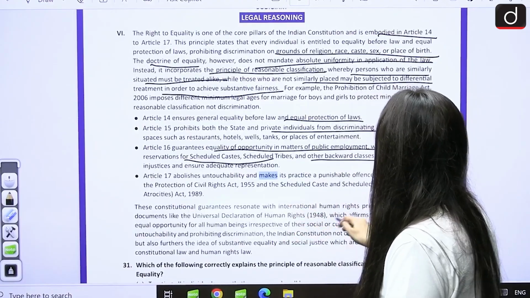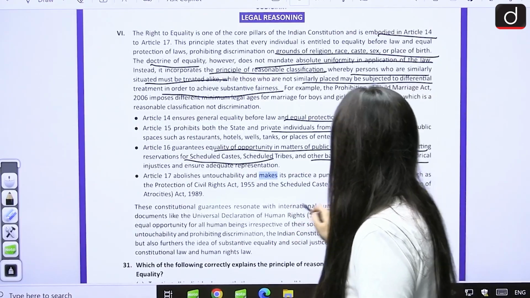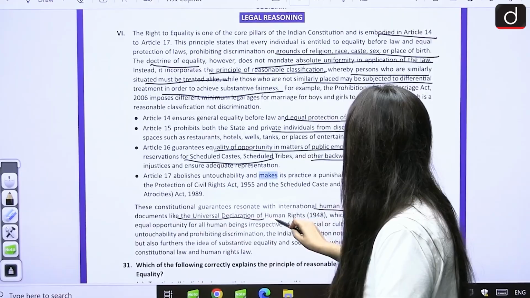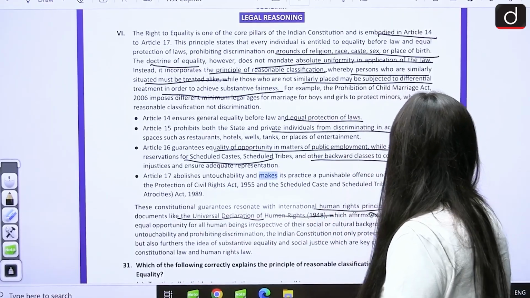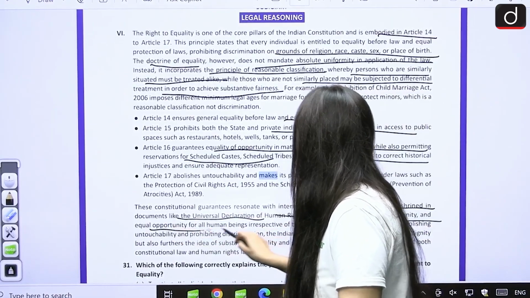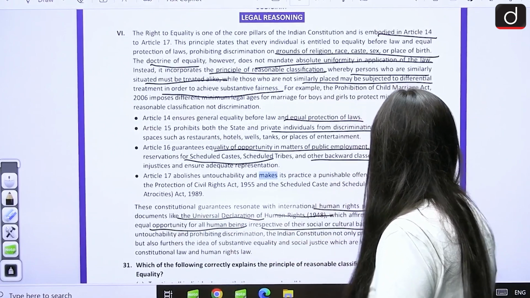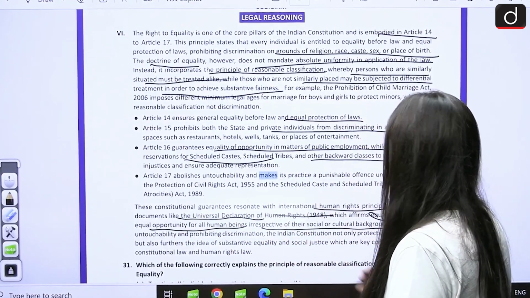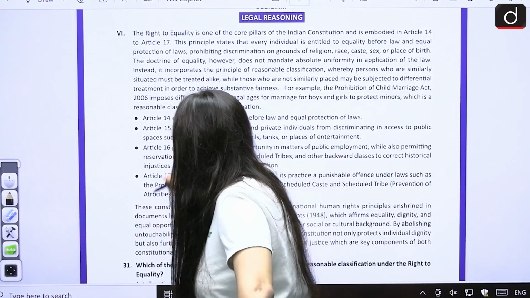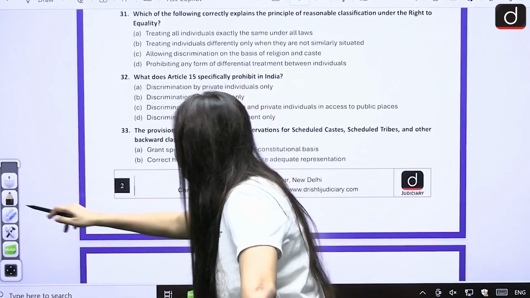Constitutional guarantees resonate with international human rights principles enshrined in the Universal Declaration of Human Rights. Affirms equality, dignity, equal opportunity for all human beings irrespective of their social and cultural background. Okay. Simple yet interesting passage.